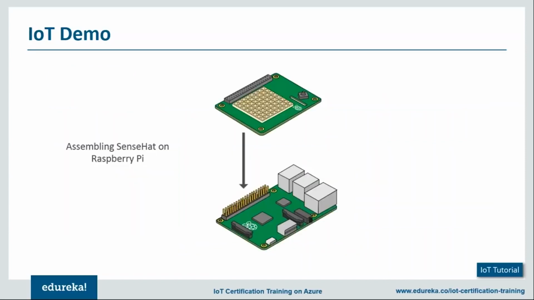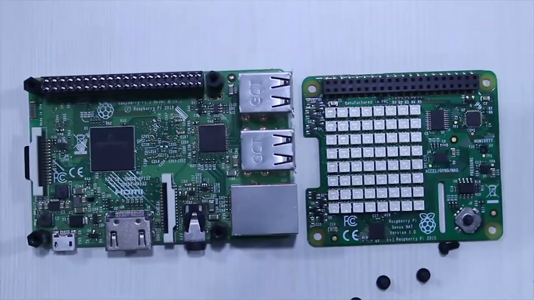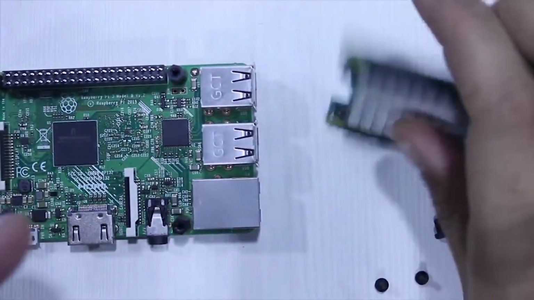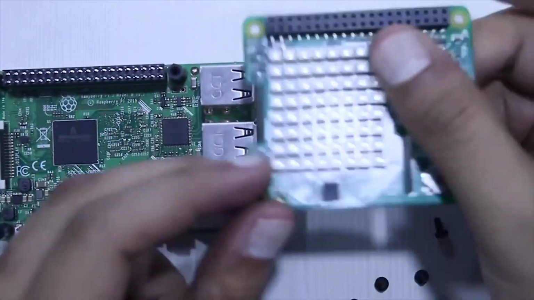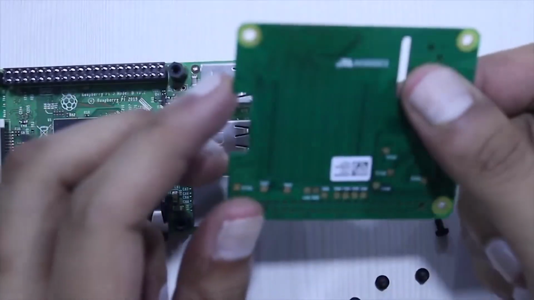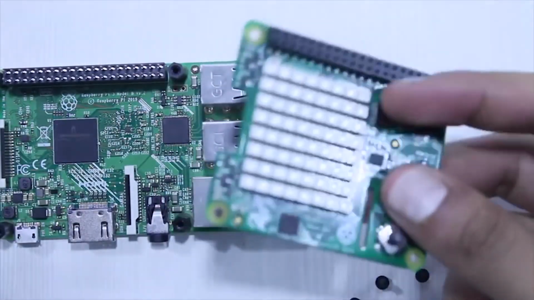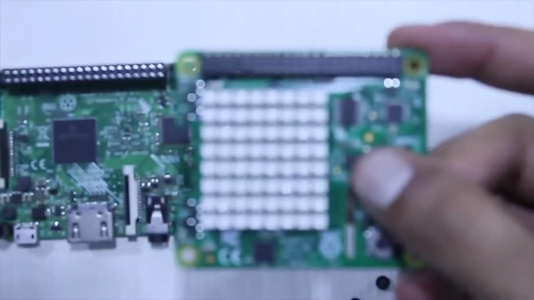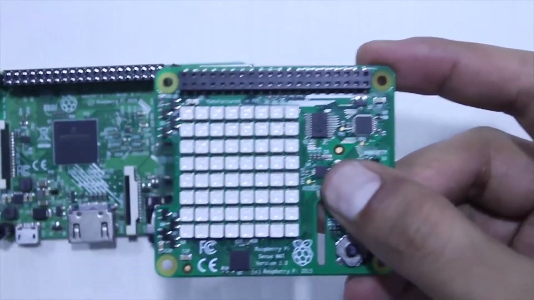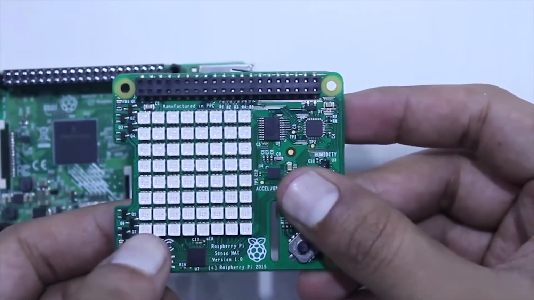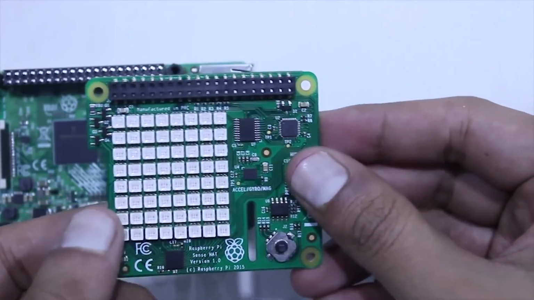First, let me show you what the Sense HAT is and how you can assemble it on the Raspberry Pi. Okay, so this is my Raspberry Pi unit, and this is the Sense HAT board. This is a simple additional board that you can add on top of your Raspberry Pi. How it's different from the Raspberry Pi is that there is an 8x8 digital LED display present here. So you can use this for various different purposes as per your requirement.